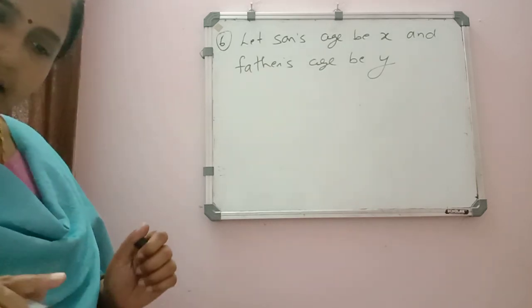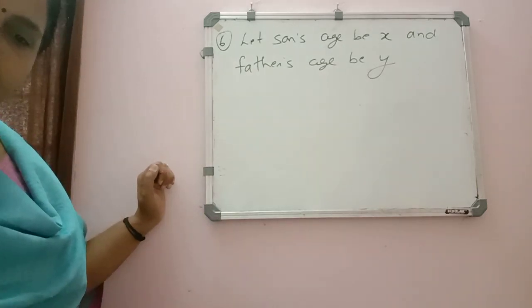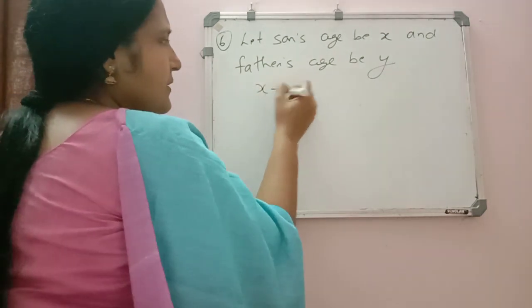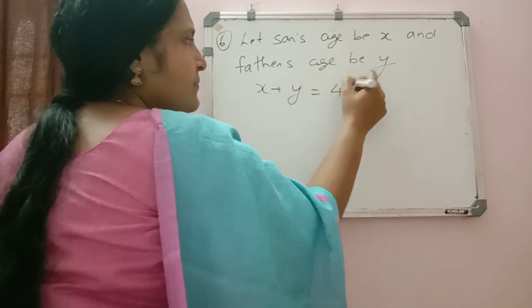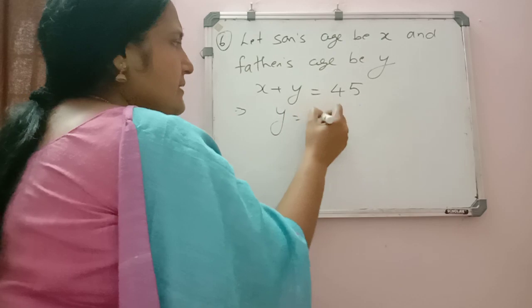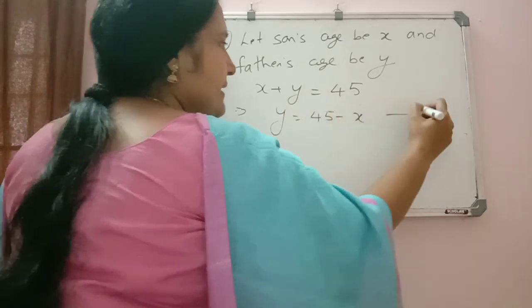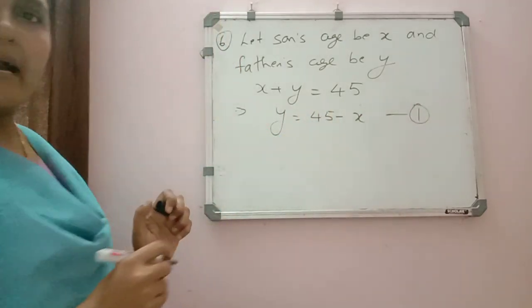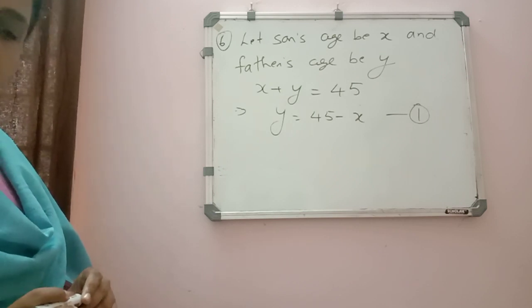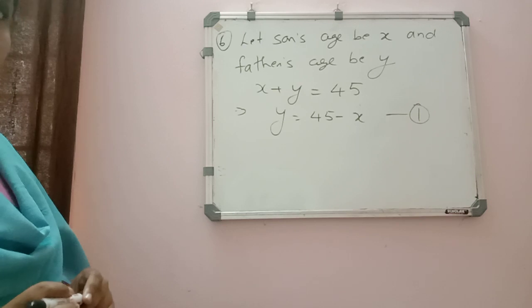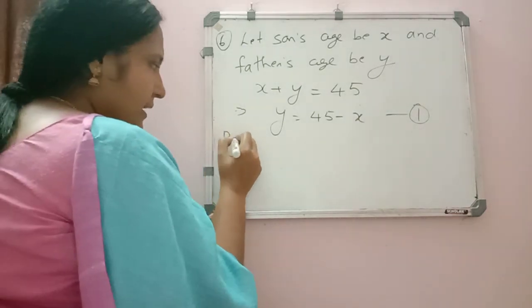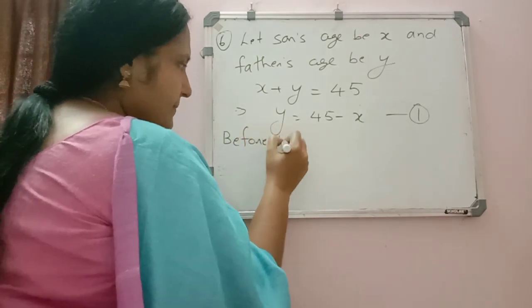Now the information: the sum of the ages of father and his son is 45 years. So it will be X plus Y is equal to 45. From here we can rewrite Y as 45 minus X and make it equation number 1. Now next information, it was given 5 years ago. So first we have to write what will be their age before 5 years.